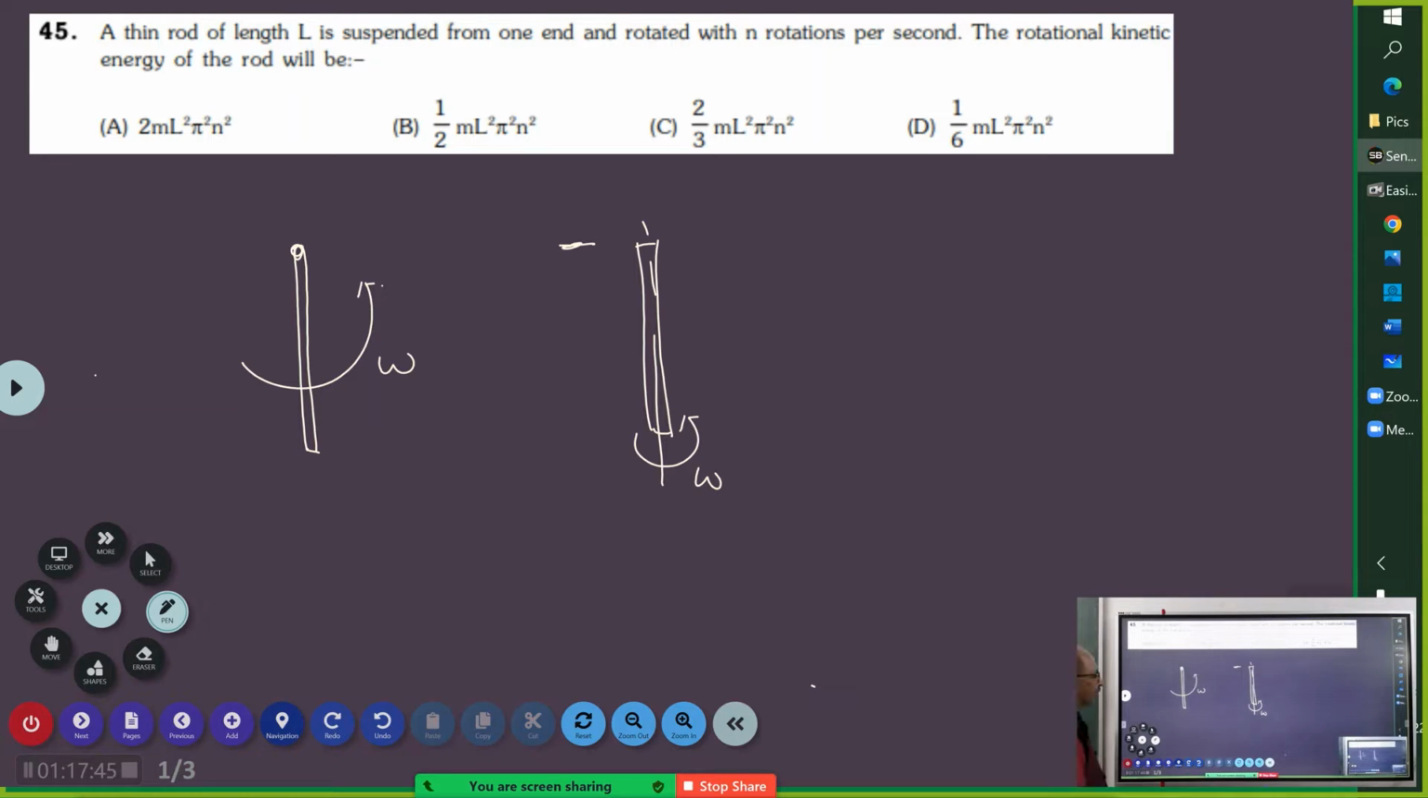Which one will you consider? Suspended from one end. I can suspend it like this also here. This one I can suspend from a string. This also I can do. So will you go for this or this? Or A or B? Which one will you consider?